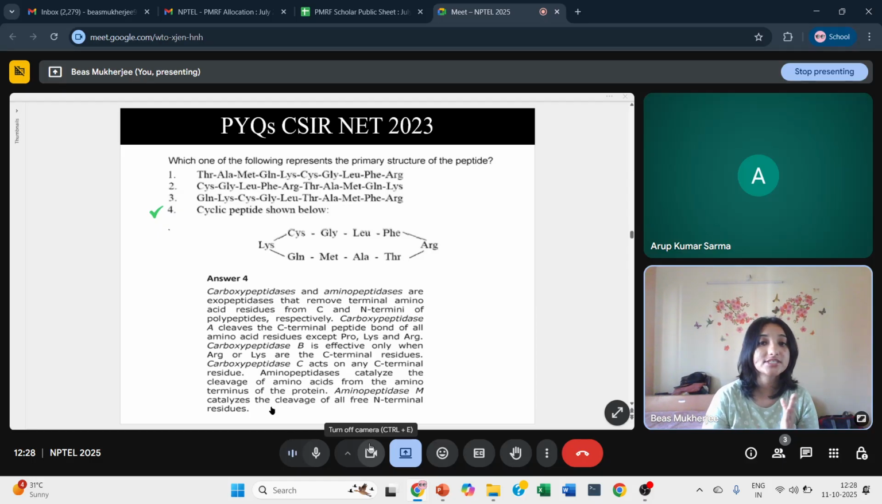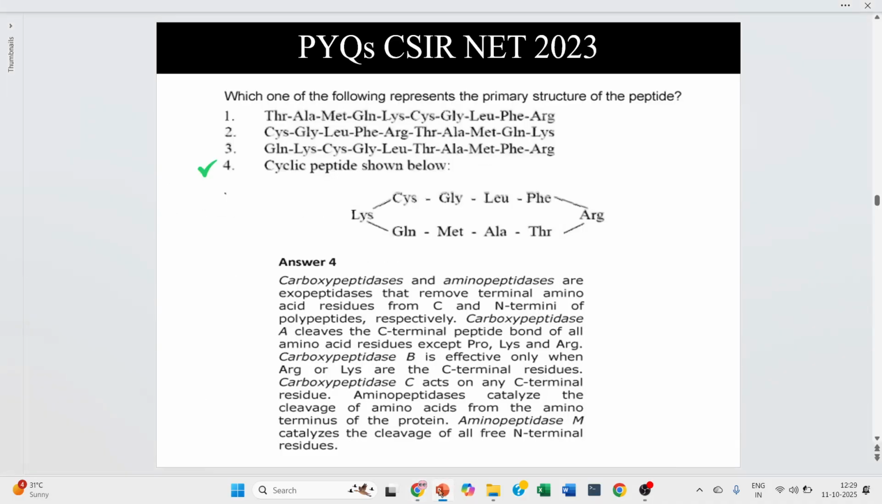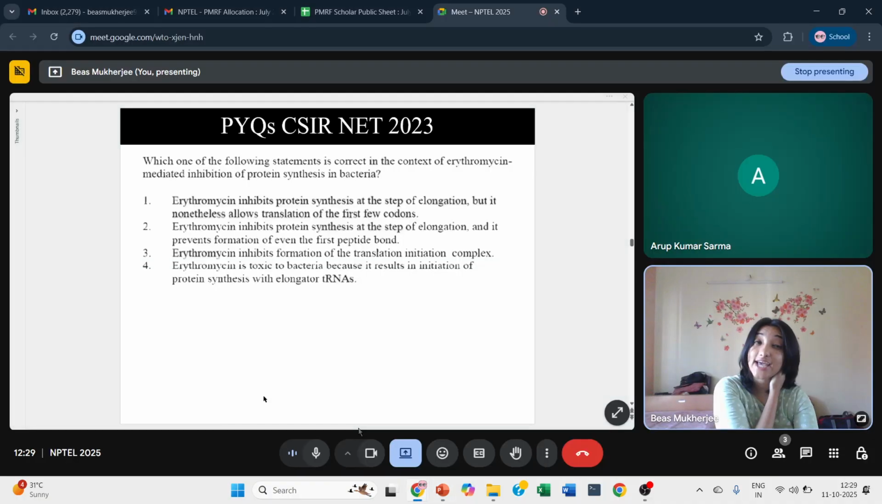Aminopeptidases catalyze the cleavage of amino acids from the amino terminus, so the N terminus of the protein. Aminopeptidase M catalyzes the cleavage of all free N terminal residues. Since this is not giving you any cleavage, how is that possible? That means there is no free N terminus, correct? That is why you're not getting cleavage. This product is actually a cyclic peptide, and that is why the N terminal aminopeptidase was not giving you any product.